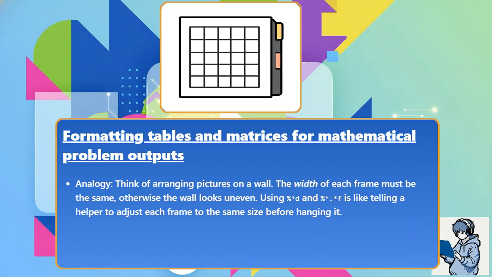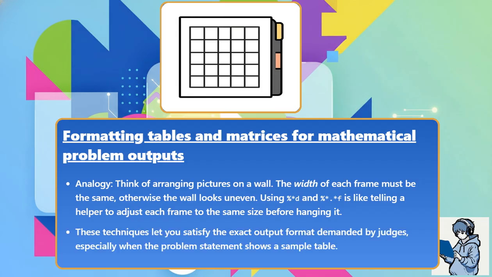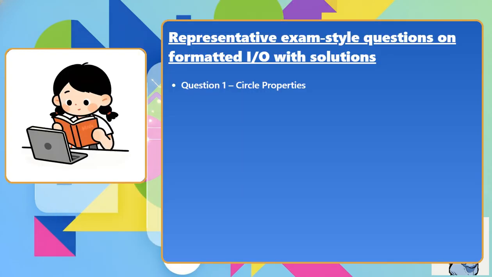Analogy: think of arranging pictures on a wall. The width of each frame must be the same, otherwise the wall looks uneven. Using %*d and %*.*f is like telling a helper to adjust each frame to the same size before hanging it. These techniques let you satisfy the exact output format demanded by judges, especially when the problem statement shows a sample table.